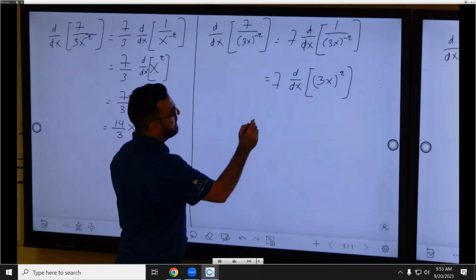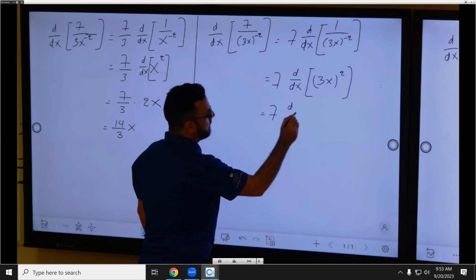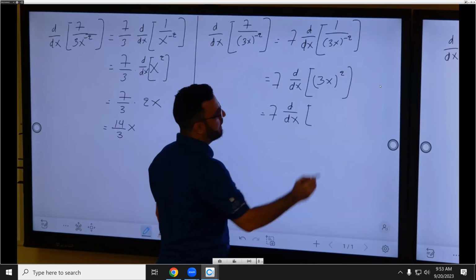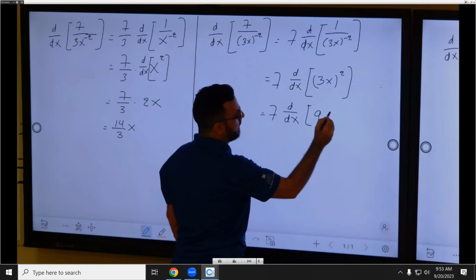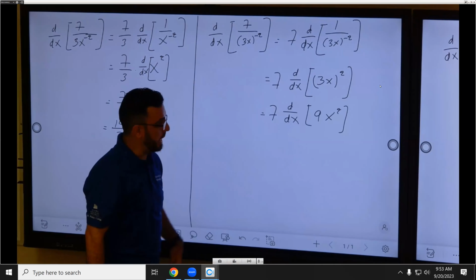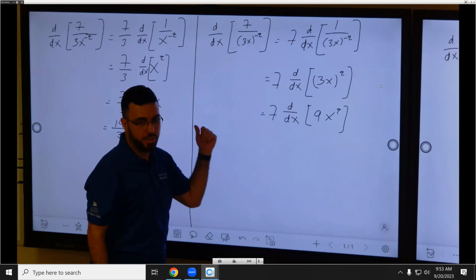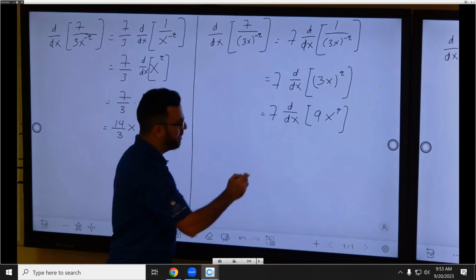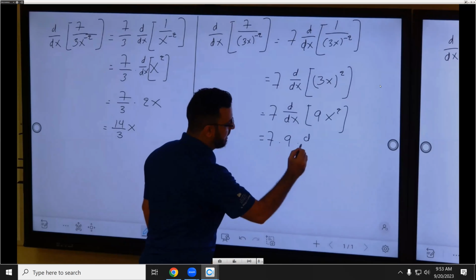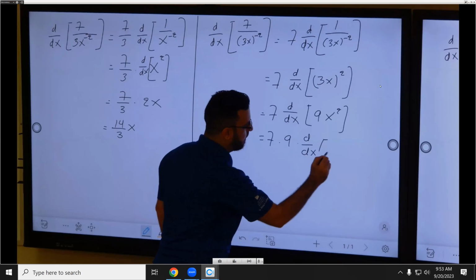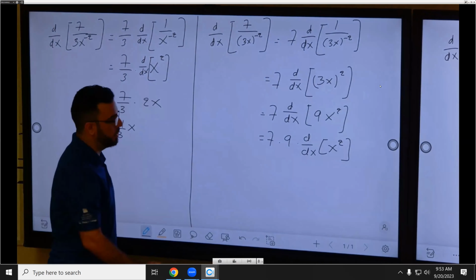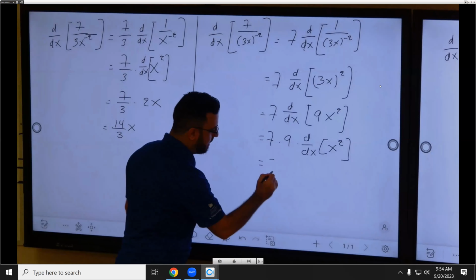We're gonna do the same thing. Here is 7 d over dx. Now I need to square this one, not FOIL. 3 squared is 9 and x squared. Now, can I take the 9 out? Because it's a constant. So it's going to be 7 times 9 times the derivative of x squared, which is equal 7 times 9.